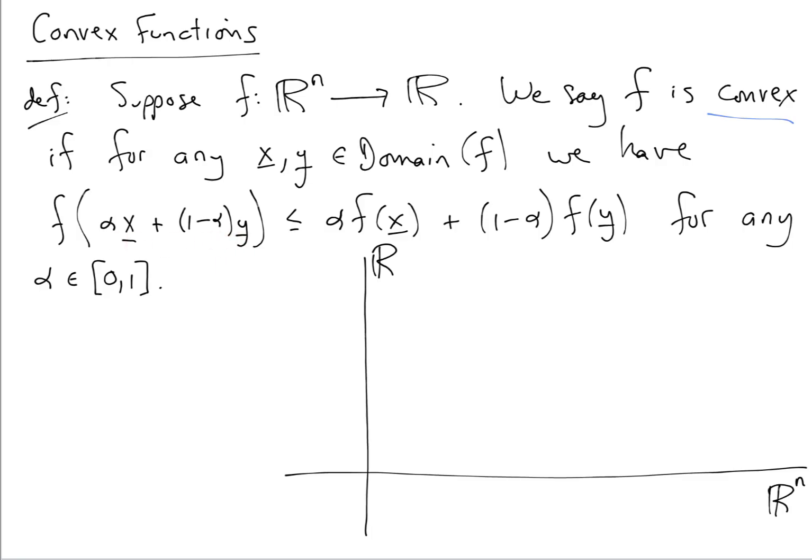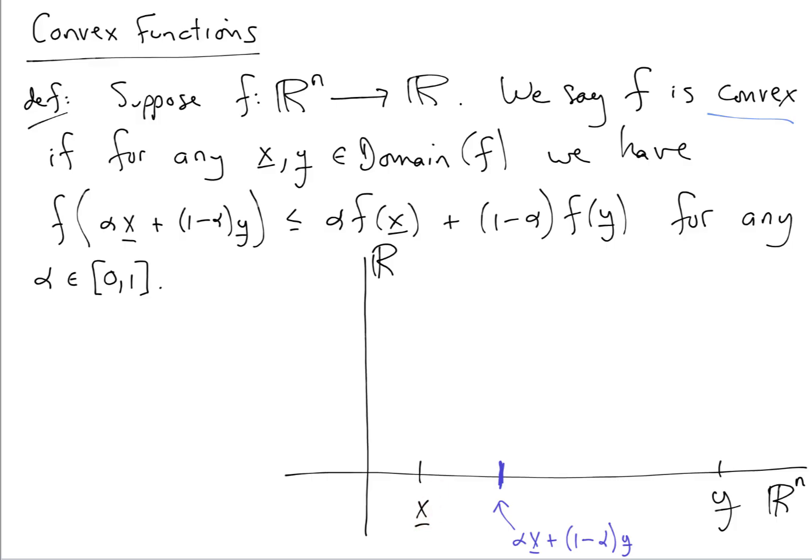So if we look on our horizontal axis, say here is our x and here is our y, then that weighted average of the two is somewhere in the middle. So this would be a depiction of our alpha x plus 1 minus alpha y. Now over here, on the right-hand side of the inequality, we see that we have a weighted average of f of x and f of y with the same weights, alpha and 1 minus alpha.